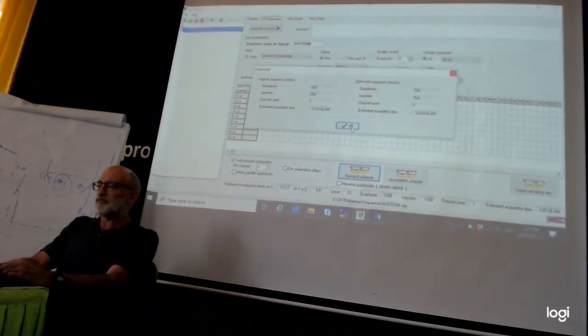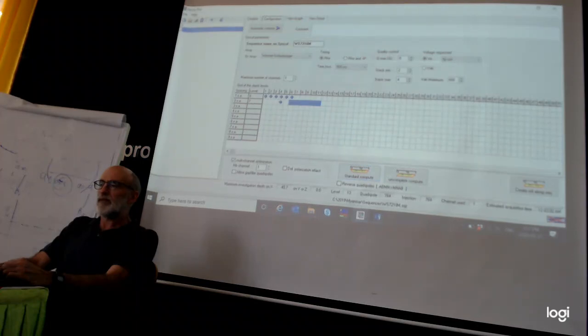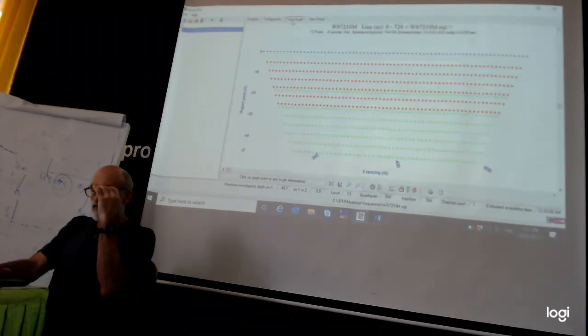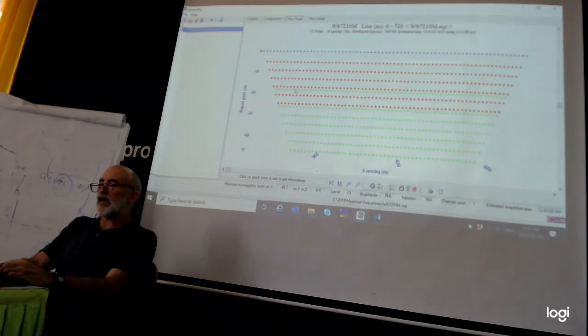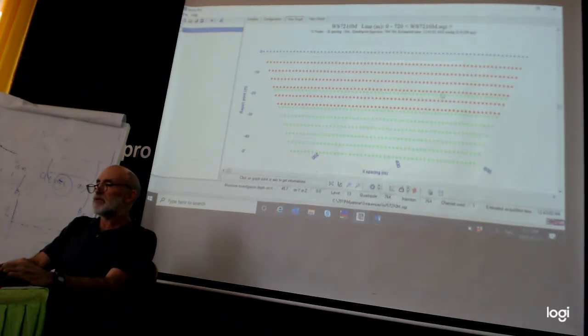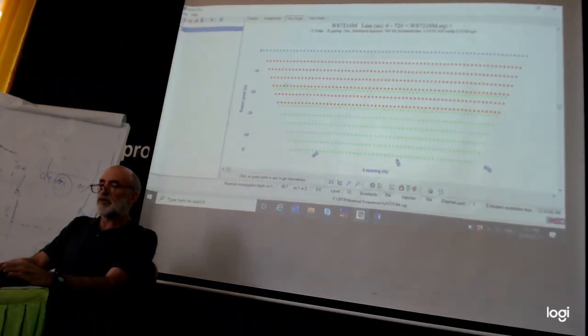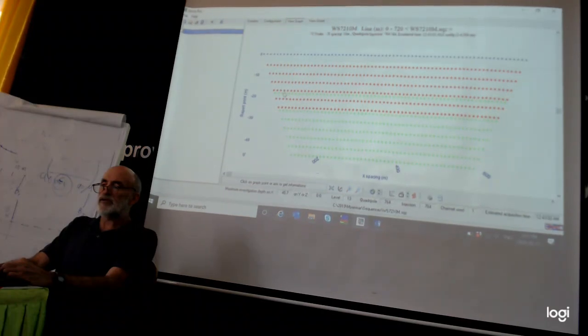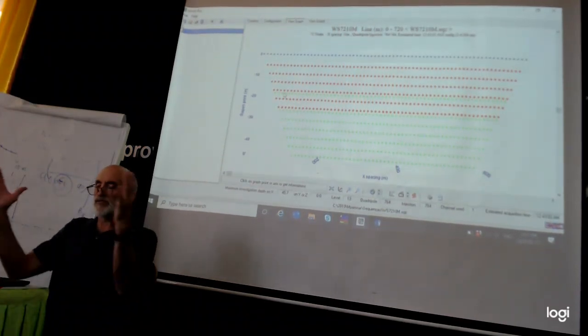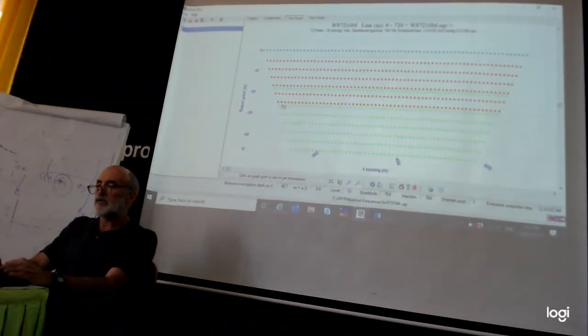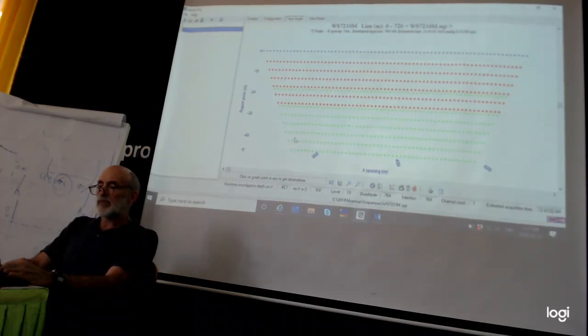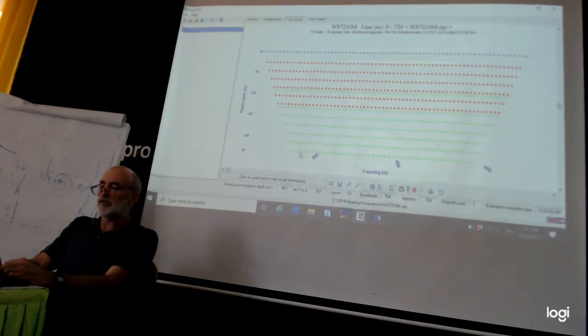So we have a little overlap here. So we could compare these if we were concerned about the separation of our electrodes. And now with the overlap we're getting deeper. We're down to about 44 meters now.